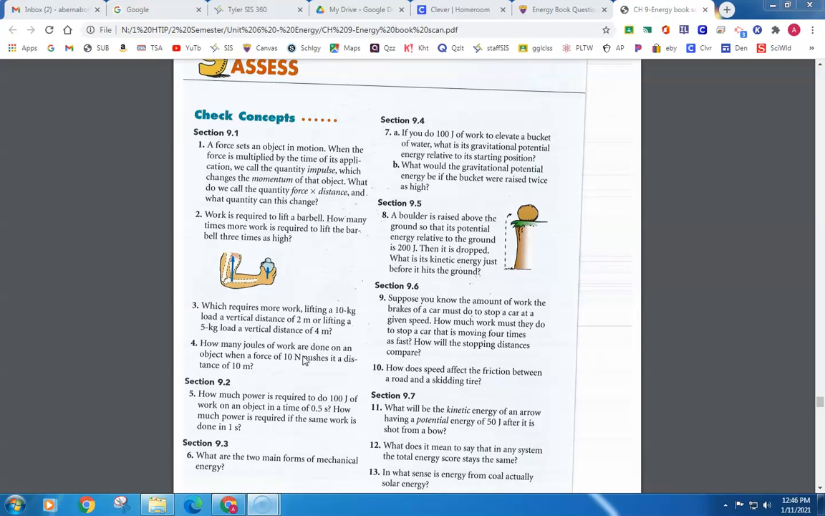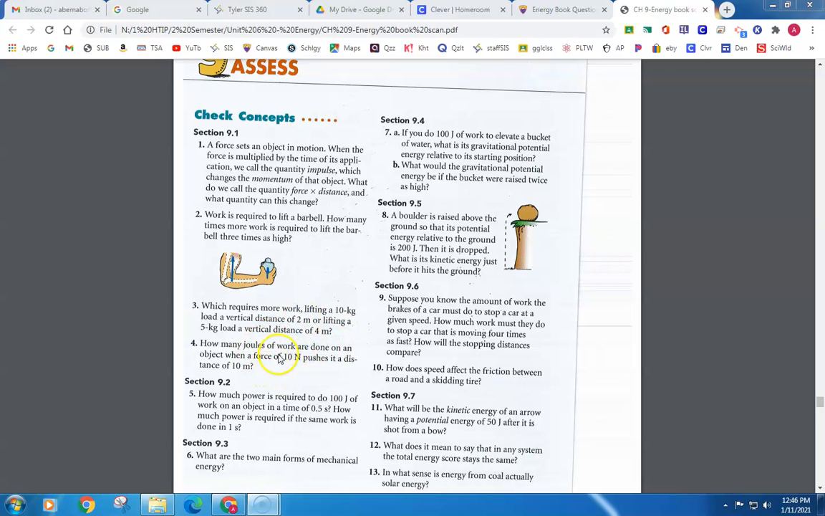Number 2, work is required to lift the barbell. How many times more work is required to lift the barbell 3 times as high? That's just 3 times as much. Number 3, which requires more work, lifting a 10 kilogram load a vertical distance of 2 meters or a 5 kilogram load a distance of 4 meters? It's both the same. It would be 200 newtons or 200 joules for each case.